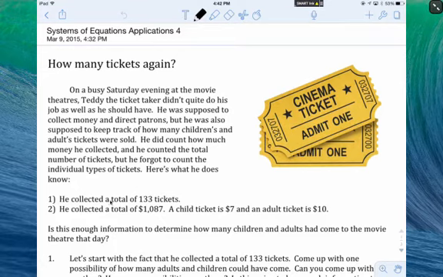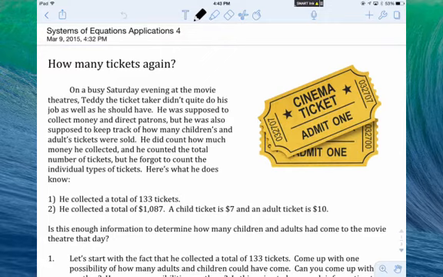We do know that he collected a total of 133 tickets. And we do know that he collected a total of $1,087, and we know exactly how much each child ticket costs and how much each adult ticket costs. And what we're really wondering is, is this enough information to determine exactly how many children's tickets and adults tickets he sold that day? How many children and adults came to the movie theater?